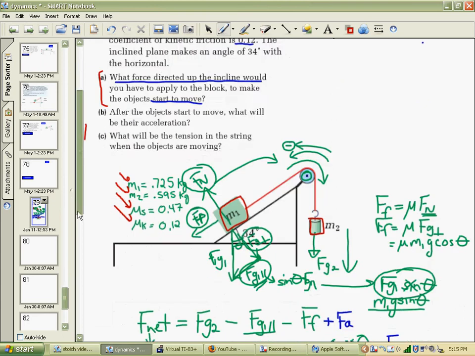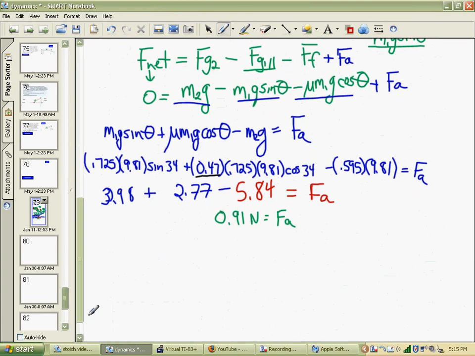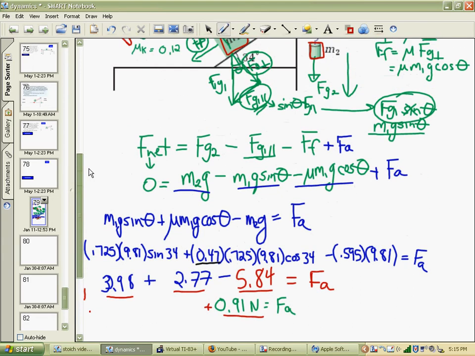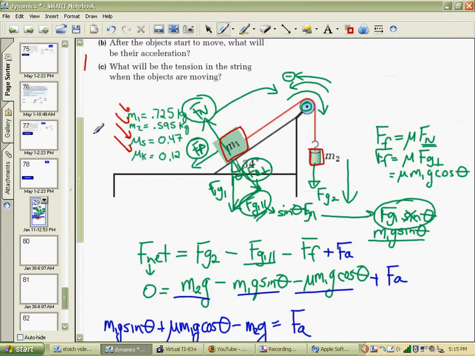Where the last video ended was with these three numbers, which we had to add up to get what FA was. Putting them in your calculator, you get 0.91 newtons, and it comes up as a positive. The fact that it comes up as a positive tells you it's going in the positive direction. Well, I see lots of directions here. I see down the plane, up the plane, straight down, straight up. So those directions aren't the same.